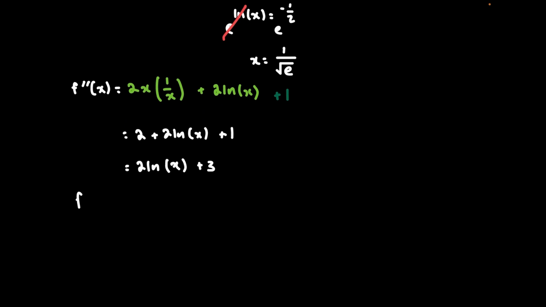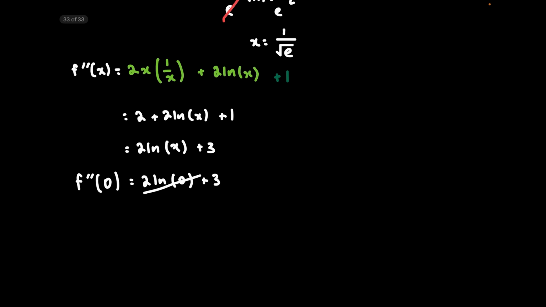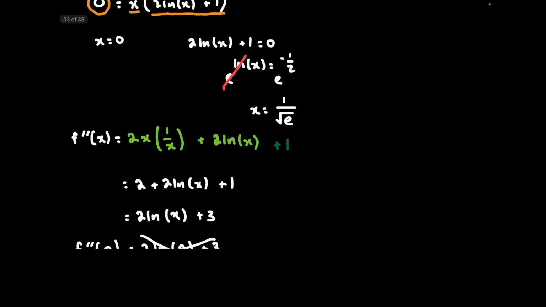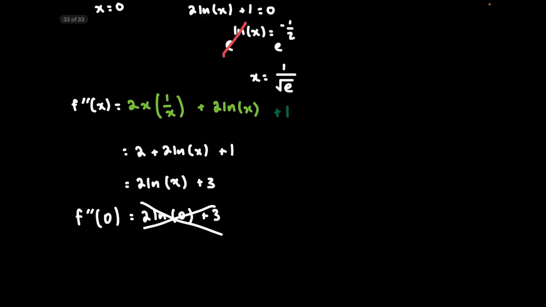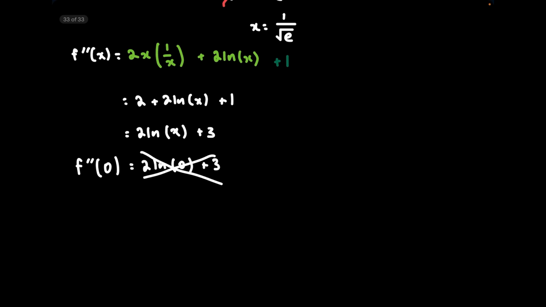And now let's work out the value of f double prime when x is equal to 0. So 2 ln of 0 plus 3. Well, we know that this value here is pretty much undefined, and I'll tell you what to do about that in a sec. But we also have the value e to the power of negative a half, or 1 over square root e.